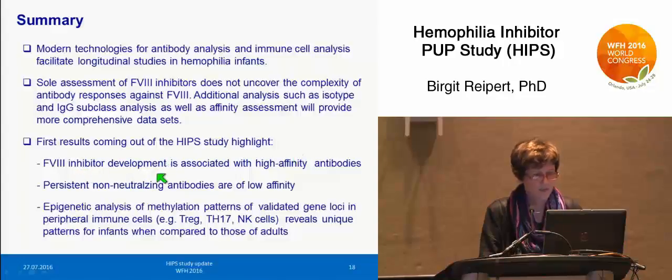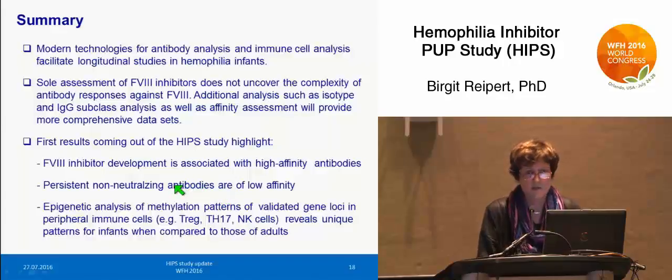The first results coming out of the HIP study highlight that factor VIII inhibitor development is associated with the development of high-affinity antibodies, as we had previously proposed. There are persistent non-neutralizing antibodies of low affinity, and we also find them in adult hemophilia patients who never had factor VIII inhibitors. So this is certainly a species of antibodies where it would be interesting to understand the biological significance.